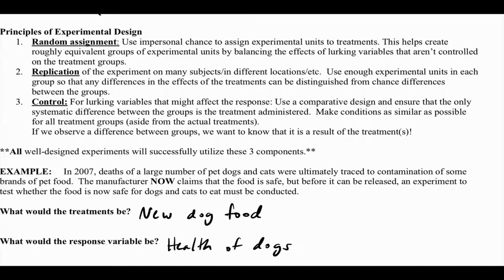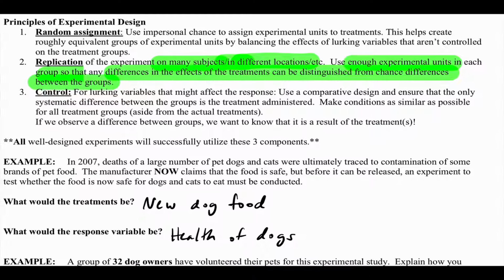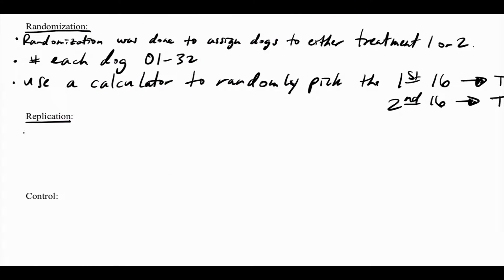Replication. What does replication deal with? What does it say it deals with? What parts would I highlight? If I wanted to know about replication, which parts would I highlight in those 2 sentences, 3 sentences? Okay. Many subjects in different locations. Good. So that the differences in each might be right here. So we have to just talk about how many, the number. Okay, so let's talk about that. There were 32 dogs.